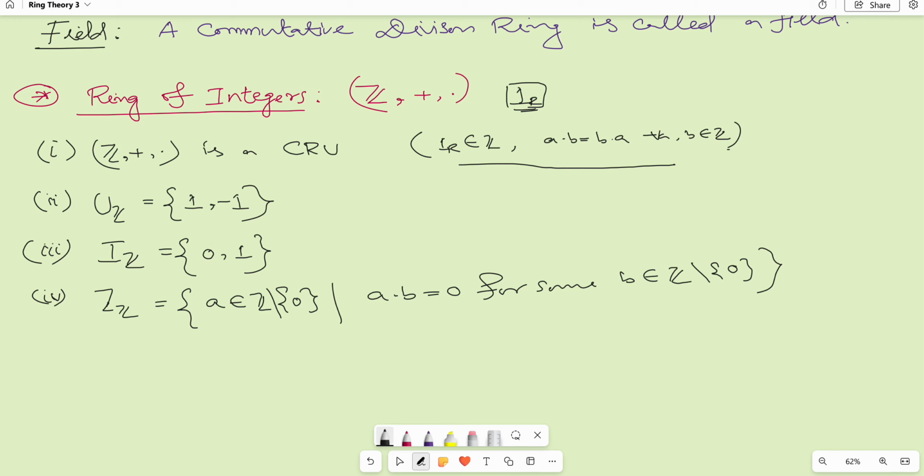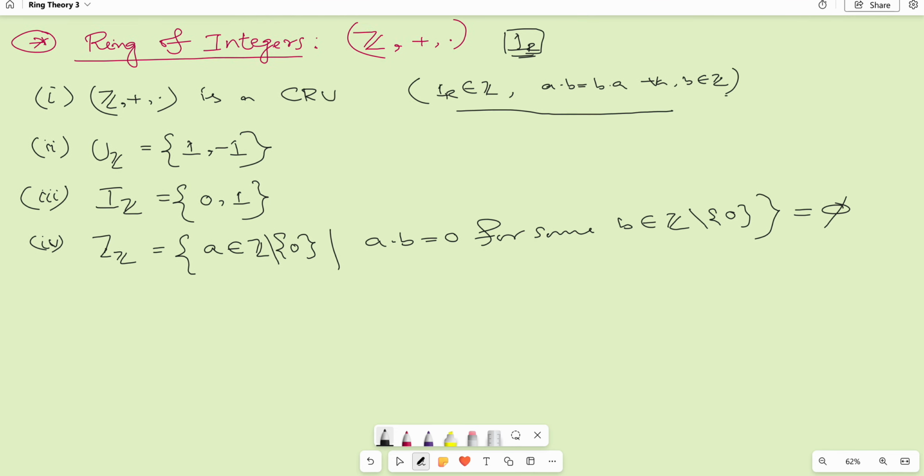Is it possible in Z? Is it possible in integers that if you multiply two non-zero integers, it will give you 0? Is it possible at all? There is no possibility, because A dot B equals 0 implies that either A equals 0 or B equals 0. There is no other choice. So one of them must be 0. So this property is not satisfied by any A inside Z, right? So my claim is that this is the empty set.